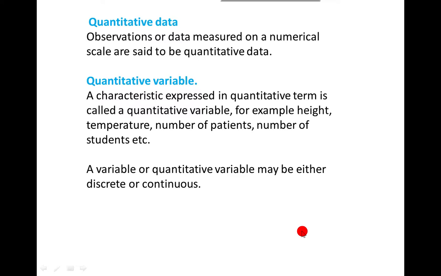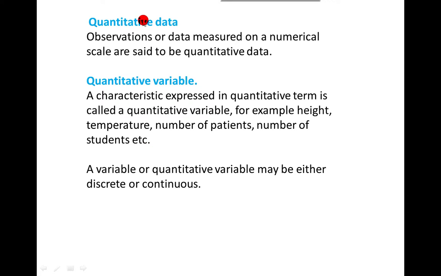Today we will start another type of variable and data. It is the definition of quantitative data and quantitative variable we did last time. You know that observations or data measured on a numerical scale are said to be quantitative data. I have already explained this in the last video. And what is a quantitative variable? A characteristic expressed in quantitative terms is called a quantitative variable. For example, height, temperature, number of patients, number of students, etc.